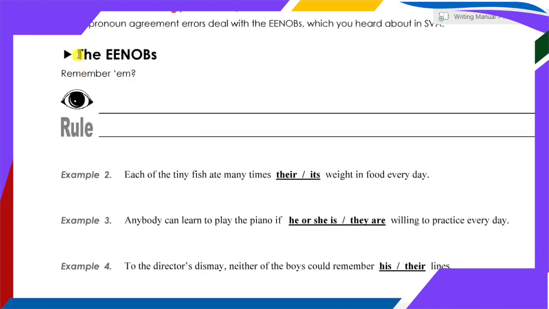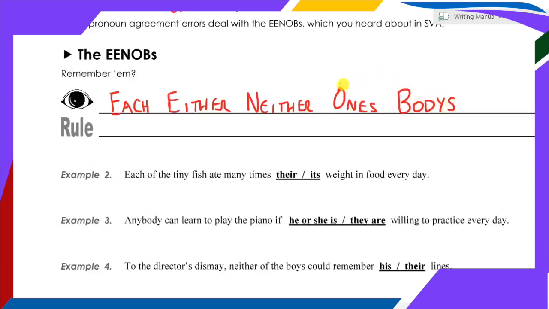Now there are a couple of variations of this rule that you'll need to know about. First, we've got to revisit the ENOBs. We talked about the ENOBs in subject-verb agreement. If you want to pause the video now and see if you can remember them, great. I'm going to go ahead and shout them out. The ENOBs were each, either, neither, ones, and bodies. Yes, bodies is not spelled like that, but remember, if you did this in subject-verb agreement, you know what I'm talking about.